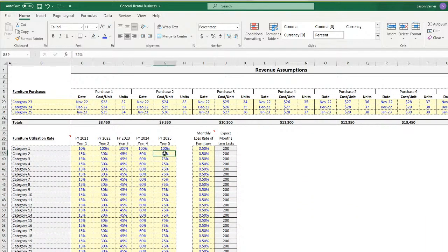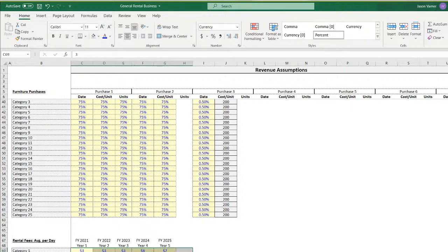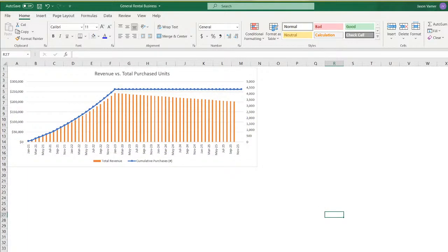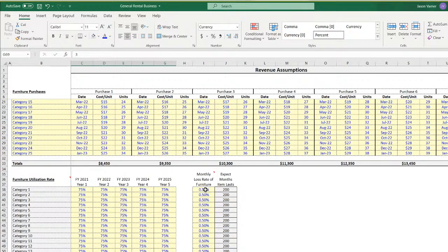percentage utilization. Now let's say it was just fixed. You said, well, based on everything I buy, I think I'll be able to rent out 75% of it all the time. And let's say revenue is the same each year for each category. Then if we go to this now, you can see we ramp up, revenue goes up. And now why is revenue dropping? Well, the reason is we have this monthly loss rate of furniture or whatever.